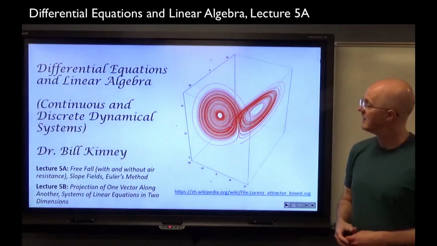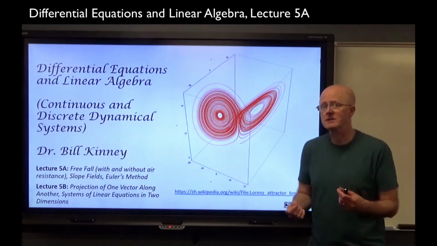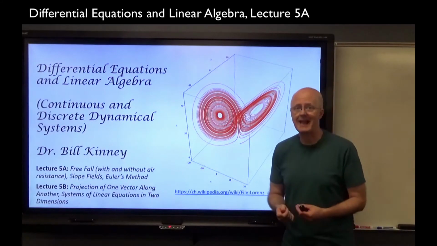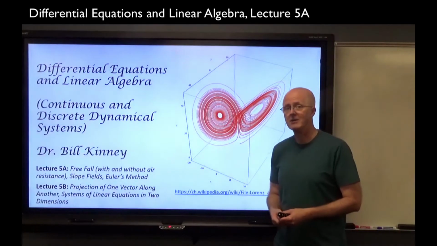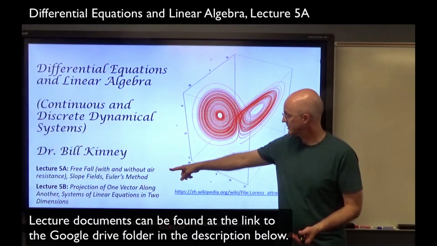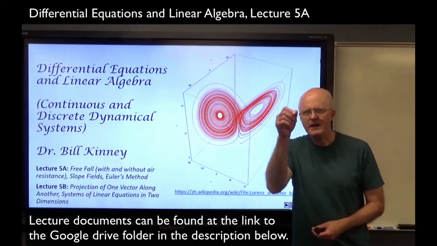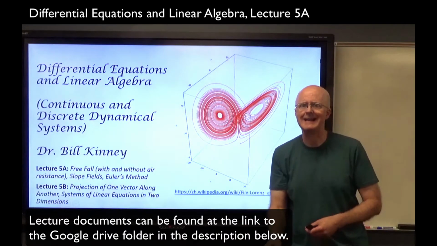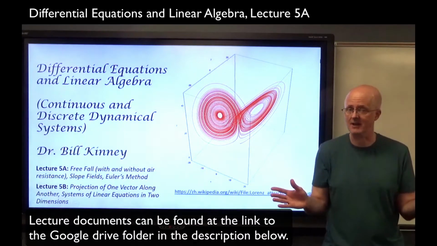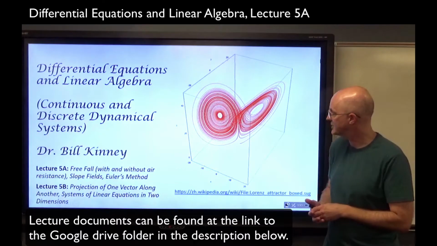Hi everyone. Lecture 5a of Differential Equations and Linear Algebra is going to mostly be an in-depth mathematical analysis of a very important model from physics, free fall under the influence of the Earth's gravity, both with and without air resistance. We're going to talk about one-dimensional up-down motion here, not side-to-side two-dimensional projectile motion, because we want to keep things as simple as possible here in our initial model.